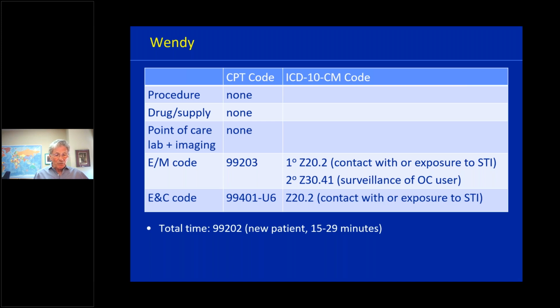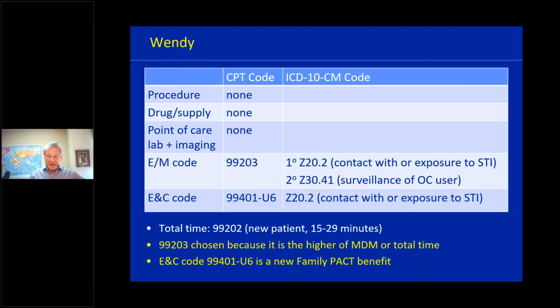And the reason for that is total time is a 99202, a new patient rather, who had a 26-minute visit. Next. But remember, the 99203 is chosen because that was the level of medical decision making, all right? And this is really important. We can choose the higher of the 2. So if you go by time, it was 99202. If you go by medical decision making, it was 99203. And you can use the higher of the 2. And that's why we're going to bill the 99203 in this case.